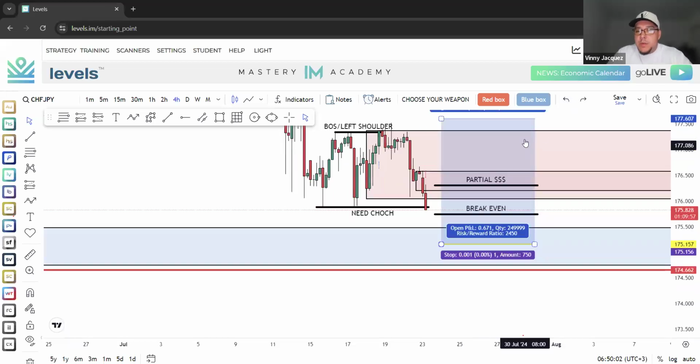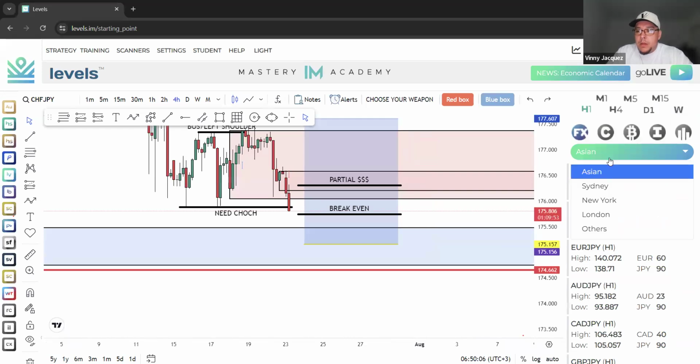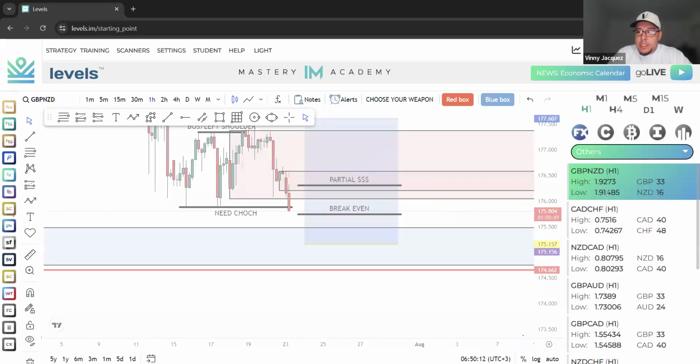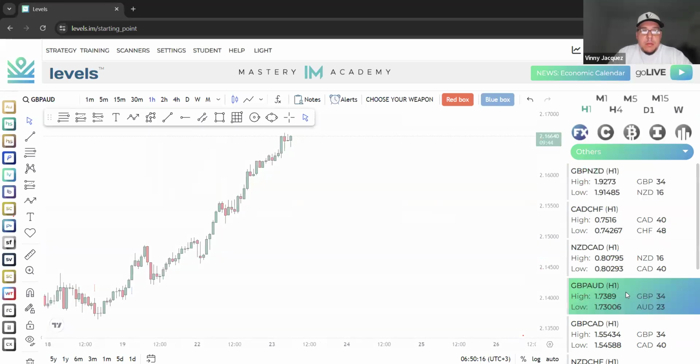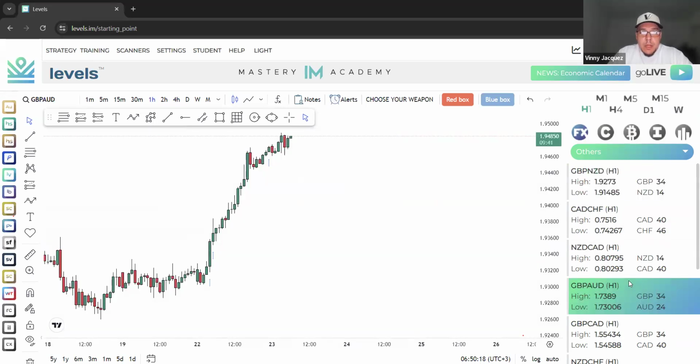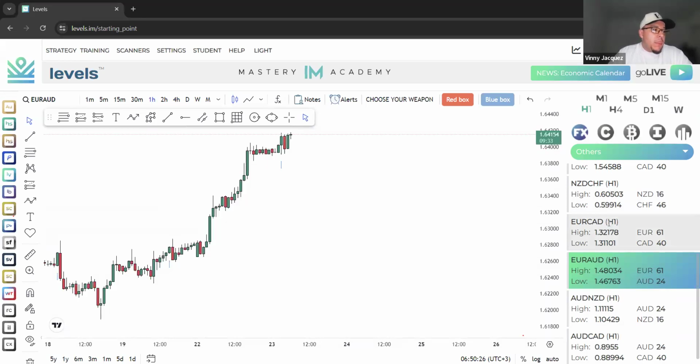Let's go ahead and take a look at some other pairs. We had some. Let's see. Let's take a look. GBP NZD. These are all bullish. Is there anything bearish? US oil. Let's take a look at US oil.